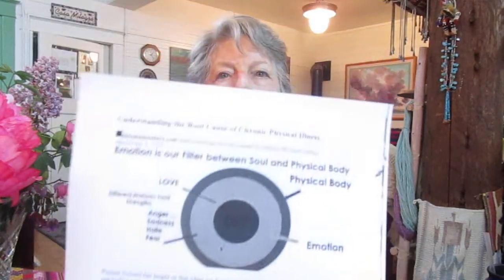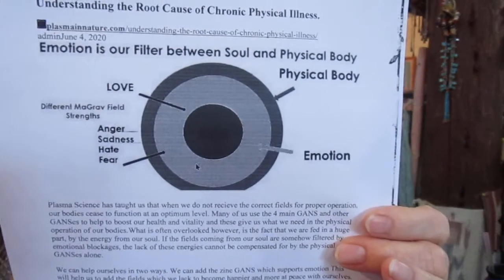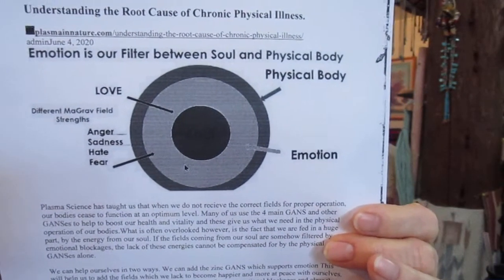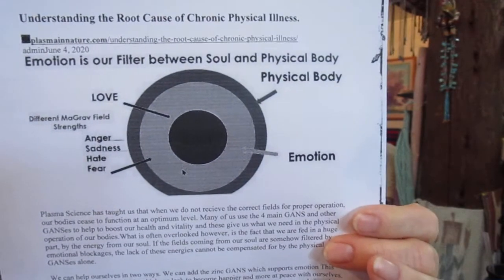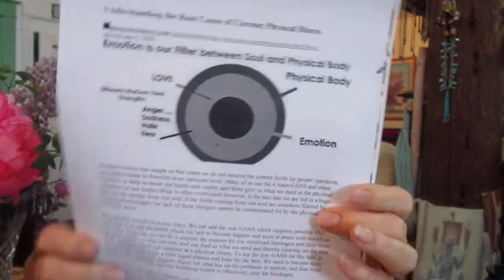Alrighty, so then there's another section that I also want to attribute to Jim and Lisa, and that is emotion. Emotion is our filter between our soul and our physical body. I'm going to show you this chart. Maybe you can see it and how it's diagrammed out, showing love and showing emotion and the interaction of the fields.